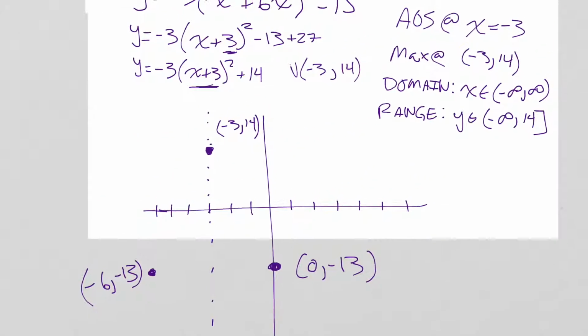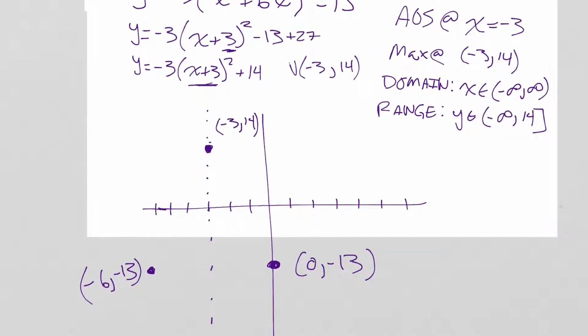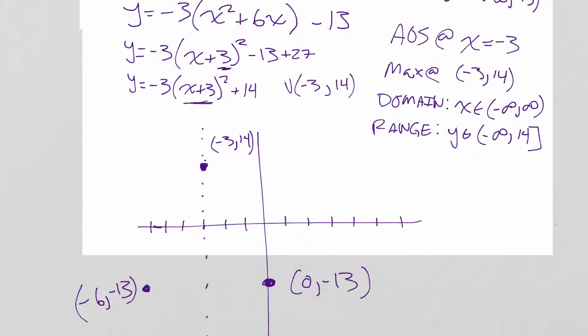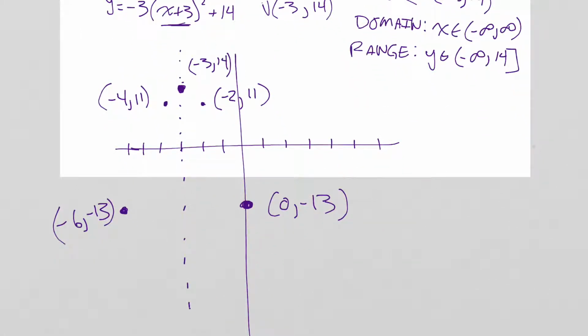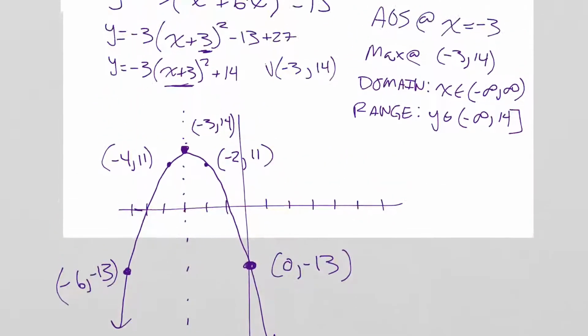So let's just show 2 more points. Easiest way to do that is going to be to show 1 point over from the vertex, because my a value is negative 3, which means if I go 1 point over like that, I should be down 3. So that's going to be (-2, 14 minus 3 is 11), and then (-4, 11). So nice, straightforward way to get those points right there. And now we can sketch that in. And there we have it.